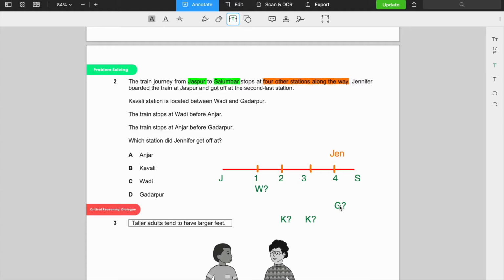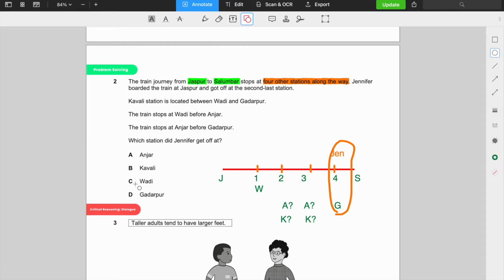So that means Gadapul has to be here, okay? So basically, Anja is either here or here. So right now we don't have enough information, but we know for sure that Wadi is station 1, Gadapul is station 4, and station 2, 3 is either Anja or Cavalli. We don't have enough information right now, but that's fine because the question is simply which station did Jennifer get off at? Well, Jennifer got off at station 4, which is Gatterpool, option D.